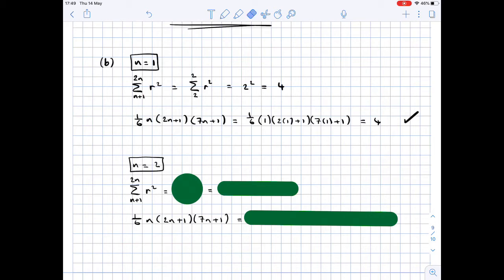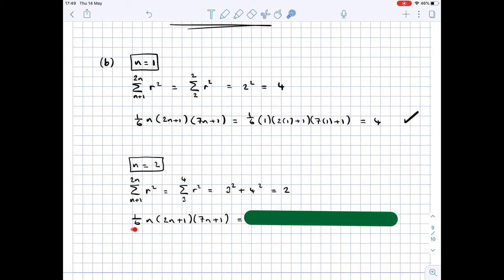For the second one, for n equals 2, filling in n equals 2. Here we can see, well, 2 plus 1 is 3. 2 times 2 is 4. Checking that, here we can clearly see it would be 3 squared plus 4 squared, giving a total of 25.